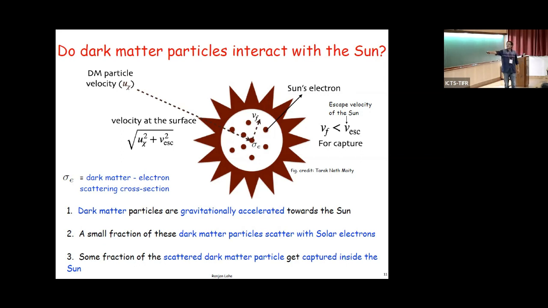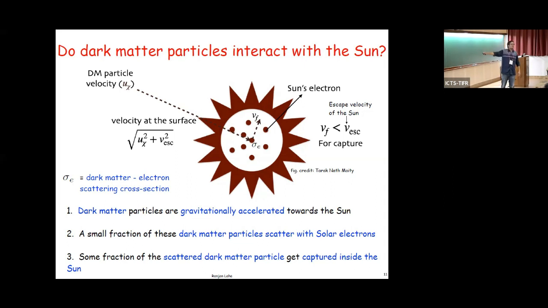You can do the simple kinematics. The velocity as it enters the Sun will be the square root of u_chi squared plus v_s squared. This is the standard thing we learn in school. Then it can go inside the Sun. If it has a non-negligible dark matter-electron scattering cross section, there is a possibility that it may sometimes scatter with the electrons inside the Sun. This is a 2-to-2 process: dark matter electron goes to dark matter electron.